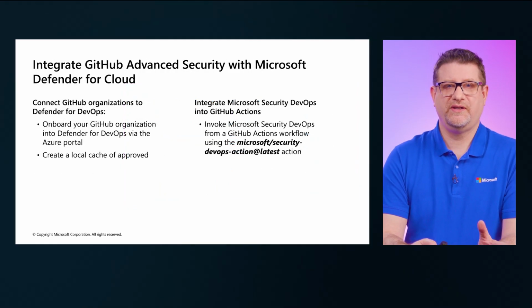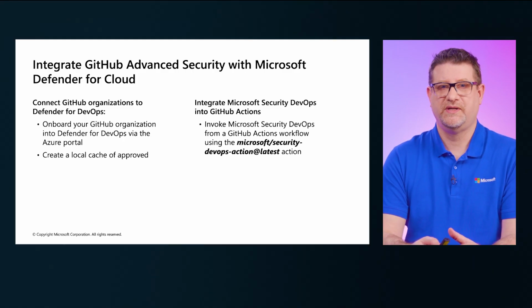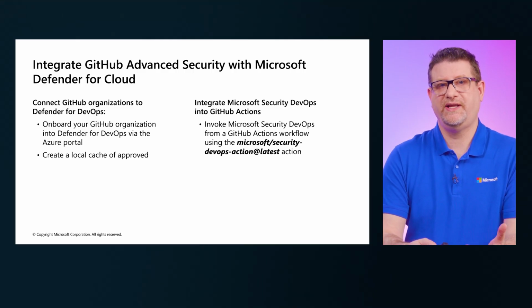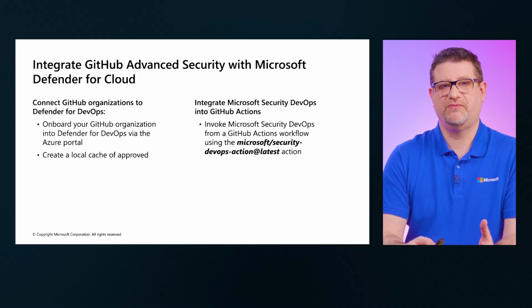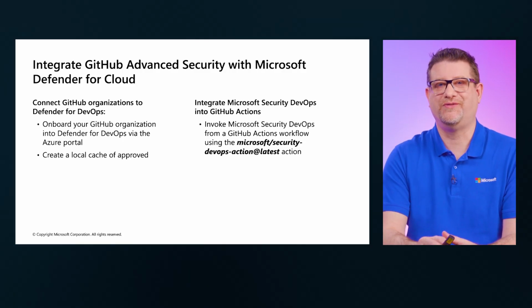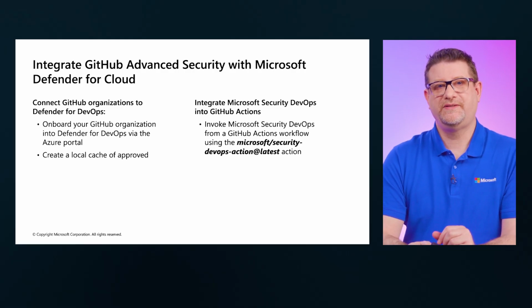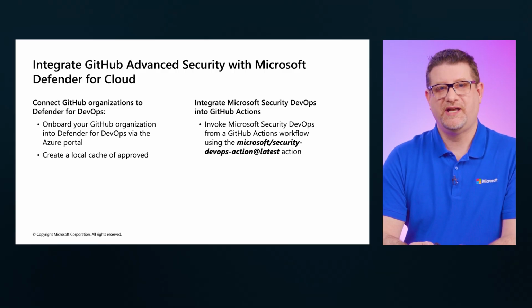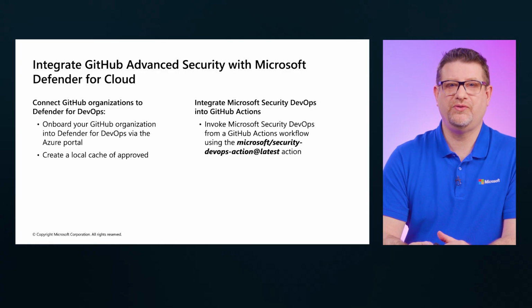Integrating GitHub Advanced Security with Microsoft Defender for Cloud brings together powerful tools to protect our development workflows. By onboarding GitHub organizations into Defender for DevOps through the Azure portal, we can create a seamless connection between our code repositories and cloud security services. This integration allows us to leverage Microsoft Security DevOps directly within GitHub Actions using the official Microsoft/security-DevOps-action@latest workflow step. The result? Automated security checks and continuous monitoring are built right into our CI/CD pipelines, helping our teams catch vulnerabilities and compliance issues before code reaches production.